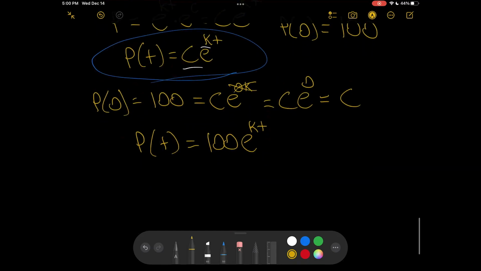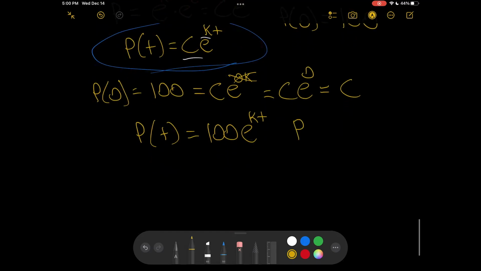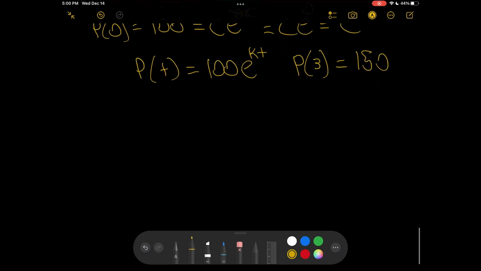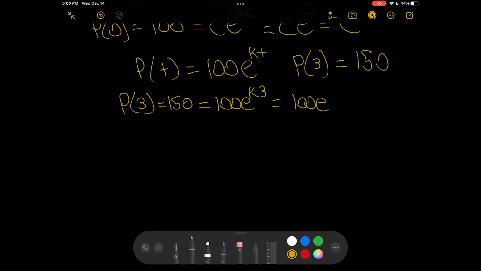So now we need another point. Let's say t is days, so after 3 days, our population is now 150. So now let's plug in our value and see what we get. We have p of 3 is equal to 150 is equal to 100 e to the kt. Sorry, t is going to be 3 in this case, so 3k. 100 e to the 3k.